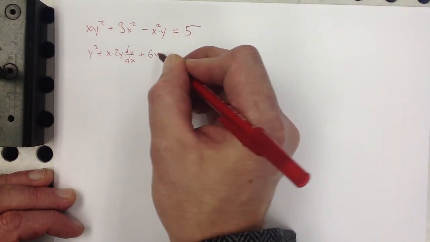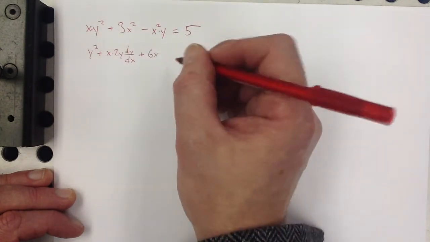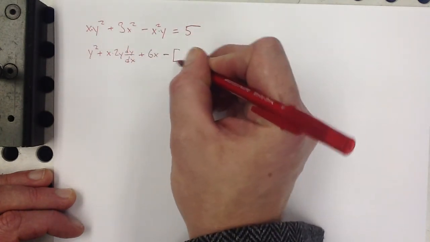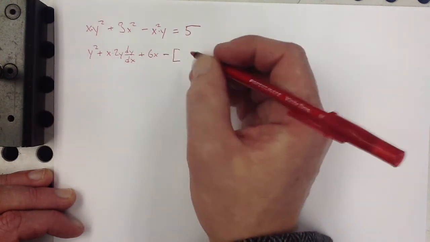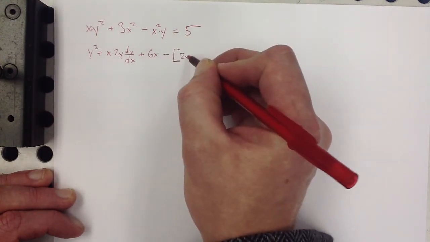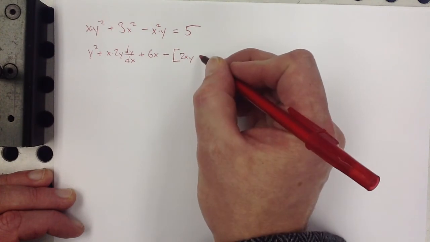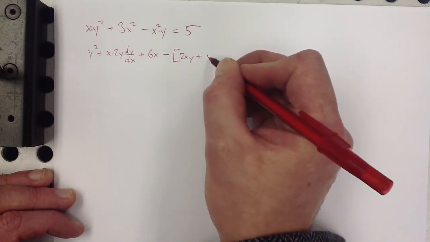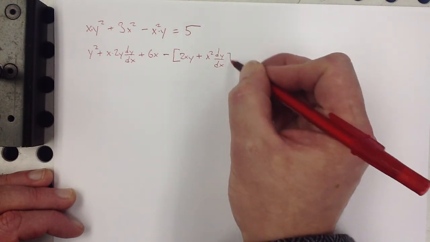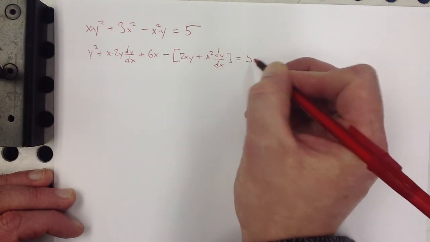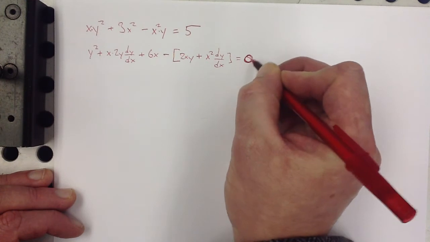Plus the derivative of 3x squared is just 6x. Minus, be careful here, it's minus that product, so I'm going to put that in a big set of parentheses. The derivative of the first times the second plus the first times the derivative of the second equals 0.